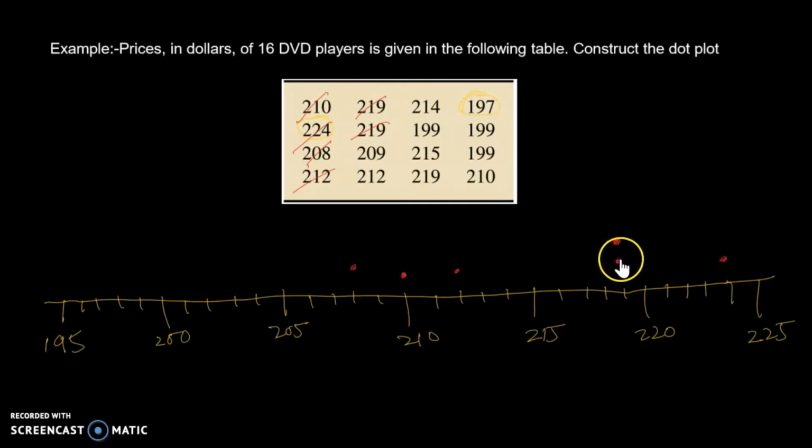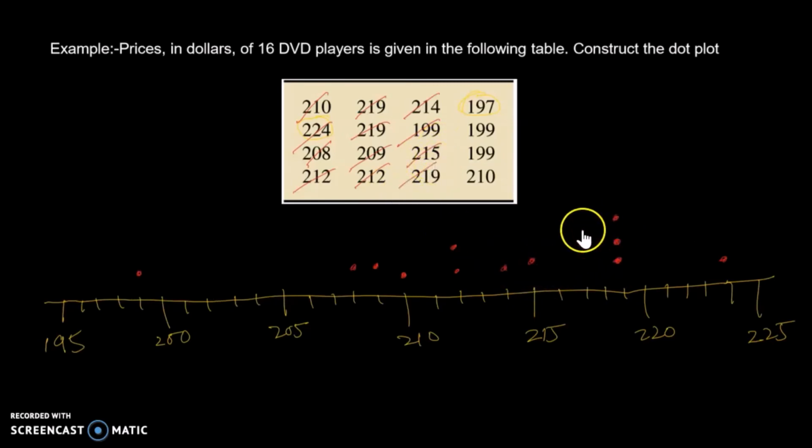When you get a second dot, you put another dot on top of the previous dot, like stacking these dots. 209, we have a 209, another one. This is this one. Okay, and then we have 212. 212 is this one. 214, 199, 214, and 199 is here. 215, 219, 215 is here.